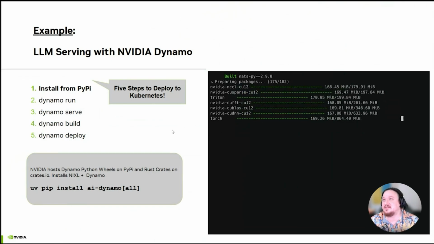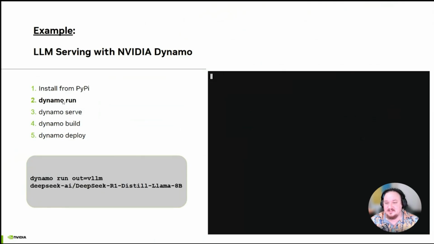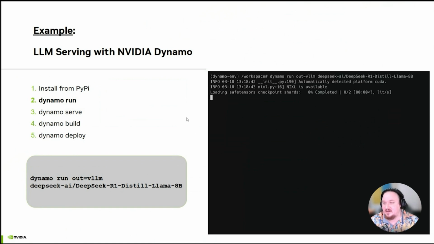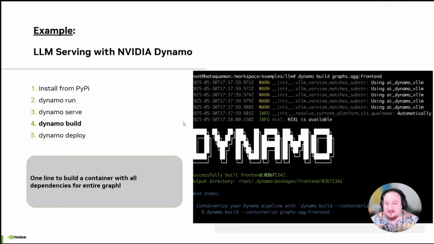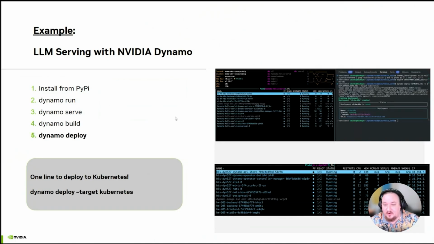Basically, you can install this from PyPI. Then you can use Dynamo Run. Dynamo Run is a command that's going to, unsurprisingly perhaps, run Dynamo. Dynamo Serve will help us then serve it. Build will actually build a container with all of the dependencies that we need for our solution, and then deploy is how we shove all of that goodness to Kubernetes, to K8s. And again, this is just five CLI commands. They work pretty straightforwardly.